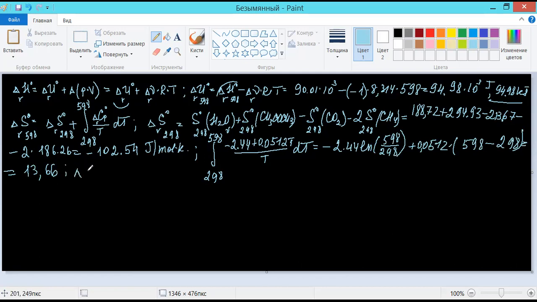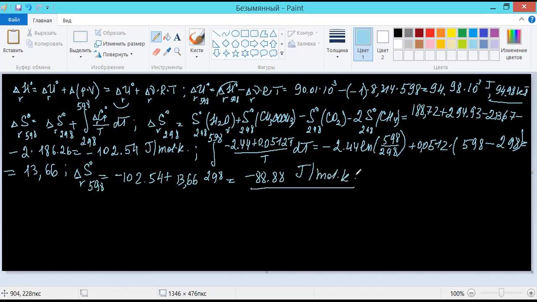and that means that the change in entropy of the reaction at temperature 598 equals minus 102.54 plus 13.66, and that gives minus 88.88 joules per mole per Kelvin.